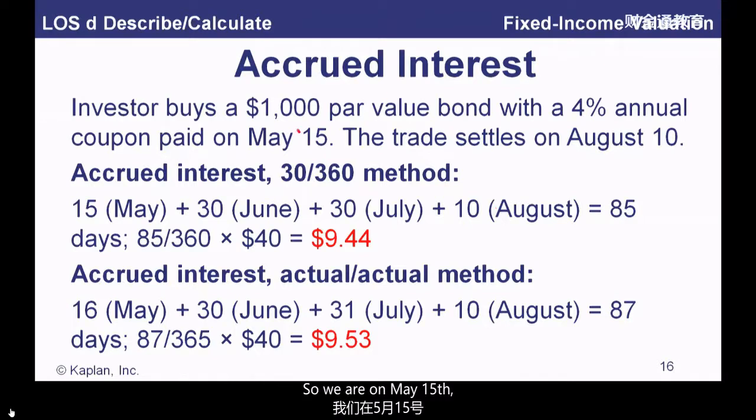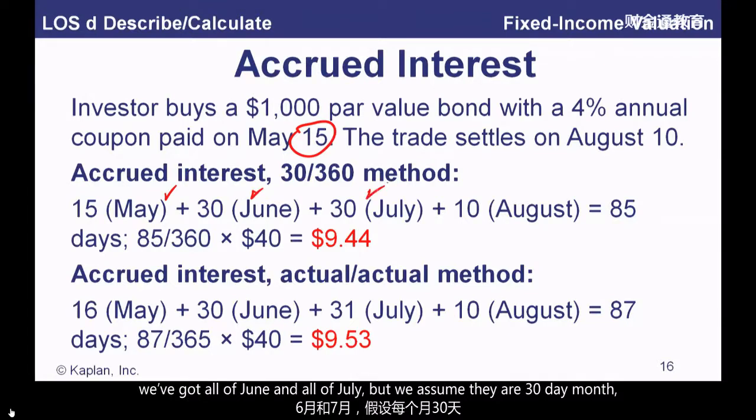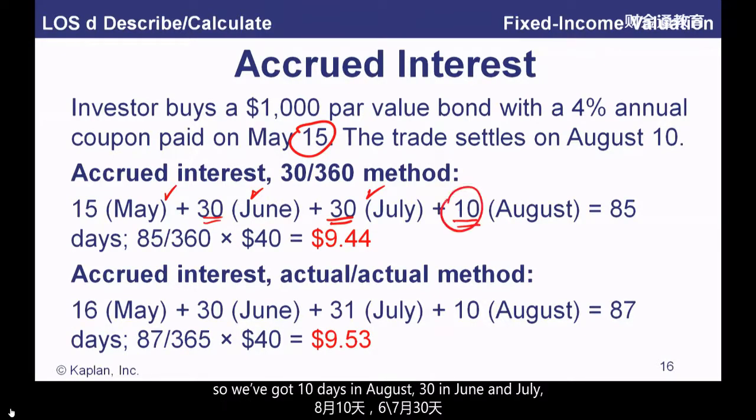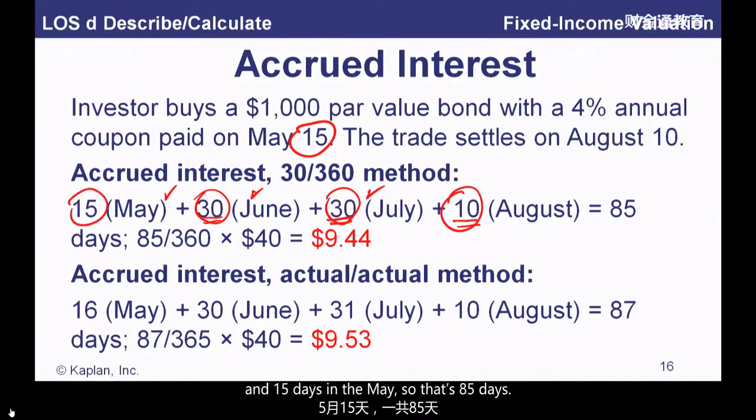So we're on May 15th, so we get 15 days in May. We've got all of June and all of July, but we assume they are 30-day months. And then settlement is on the 10th of August. So we've got 10 days in August, 30 in June and July, and we're 15 days into May, so that's 85 days. Well, 85 over 360, I guess we've got an annual coupon here since we're dividing by 360.